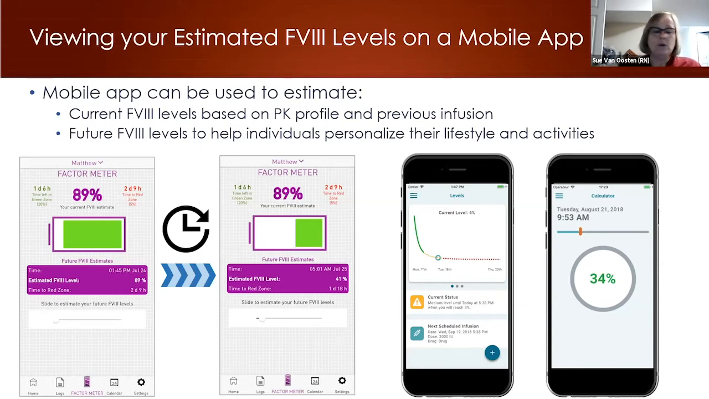Then if you think, oh, well, I'm not going to have quite enough factor VIII to do my activity, you can then adjust your doses a little bit to make sure that you are covered to do that activity.